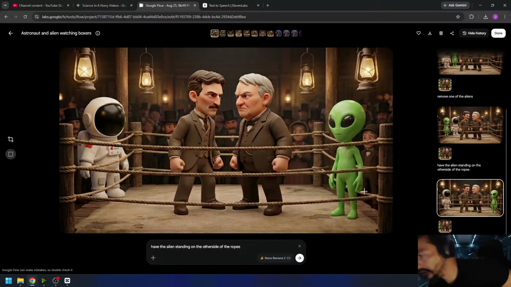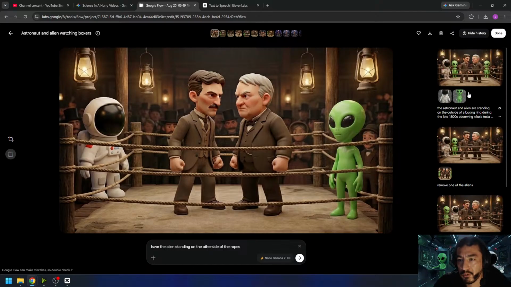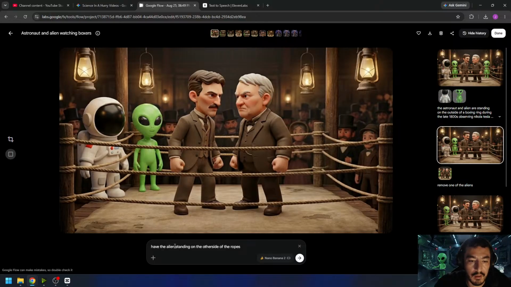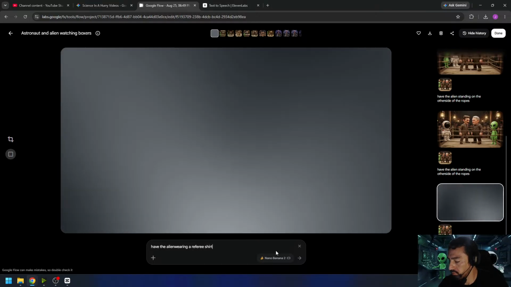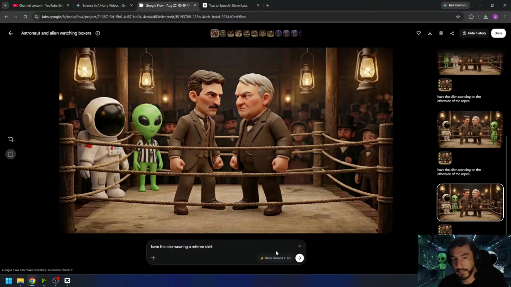Okay. So still didn't want to put the alien outside. Not a problem. So we'll go back to this image and I'll say have the alien wearing a referee shirt. And then we'll see what that looks like. All right, awesome. So exactly like I was hoping. So now we will use that image.